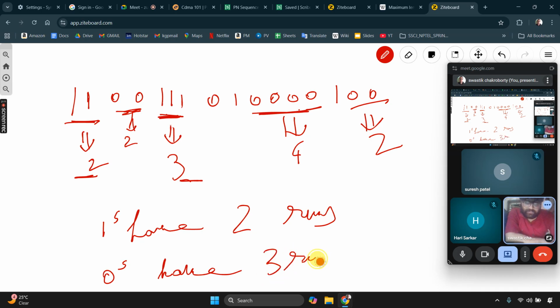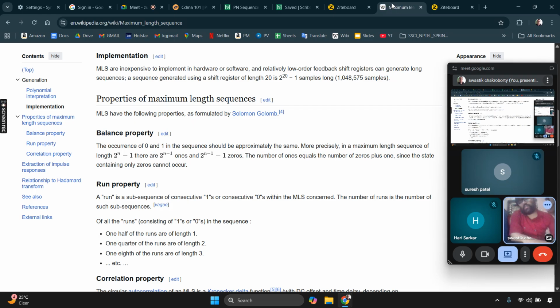So this is not a maximal length sequence. This is just a general sequence I have written from my mind. But in a maximal length sequence, one half of the runs are of length 1. Any run can be of 1s or of 0s, so we are not distinguishing between them.